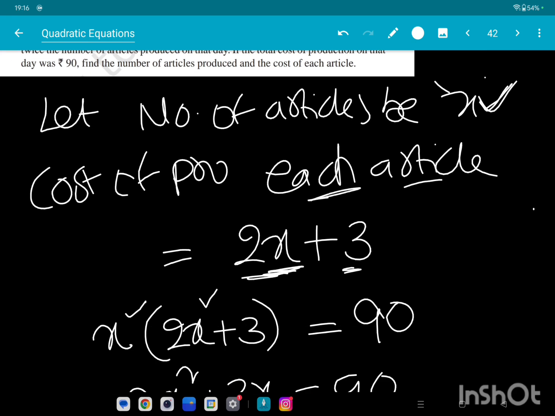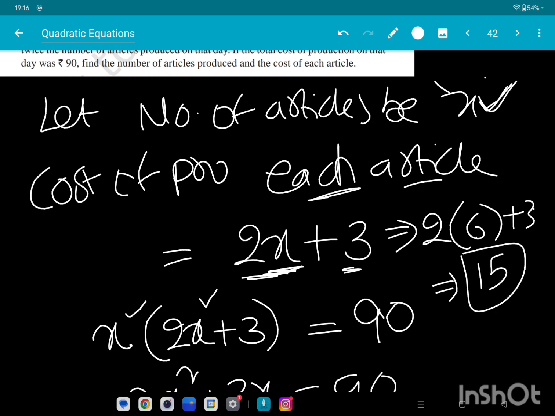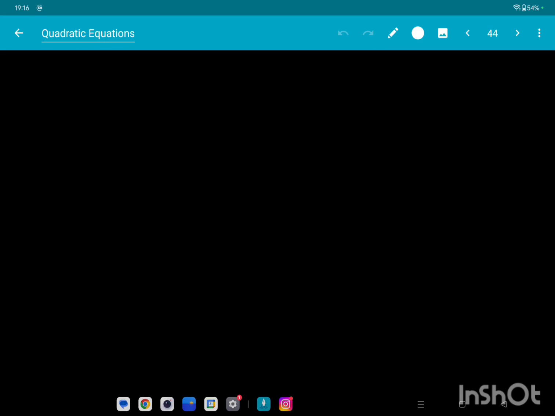So we need to know the cost of each article, right? So I'll substitute here 2 of, what is the x value? 6 plus 3 is equal to, 6 twos are 12, 12 plus 3 is 15. So 15 is the production cost of each article. So one article costs 15 rupees and the total number of articles is 6. This is the way we will find the answer to this question.